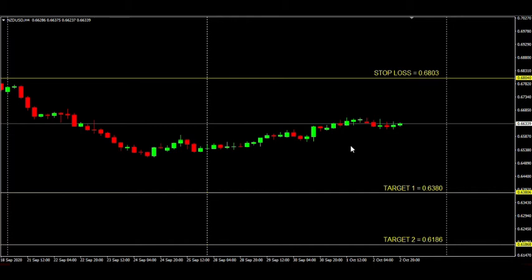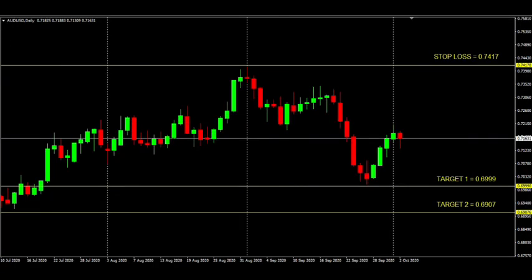Now let's go and have a look what's in store for this week. This week we are going to go short on AUD USD. Our first target is going to be at 0.6999 and the second target at 0.6907 with the bounce back or the stop loss at 0.7417.